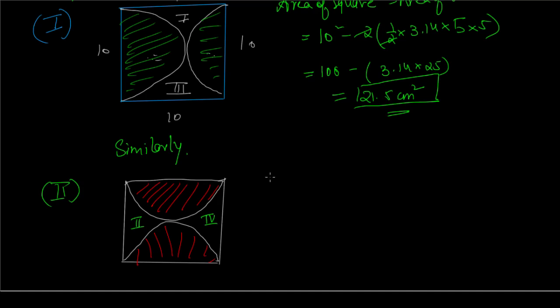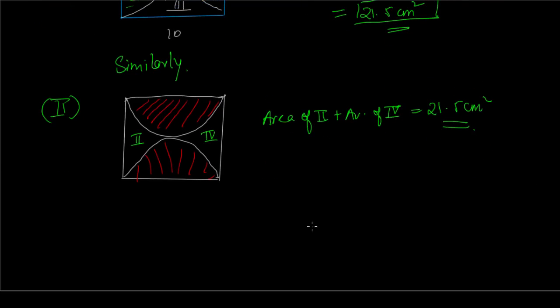So again when you solve it, you will get the same. So area of 2 plus area of 4 will also come out to be 21.5. Again it will be 21.5 only, right? So that's it. Add these two areas.